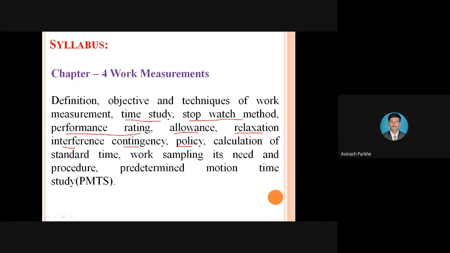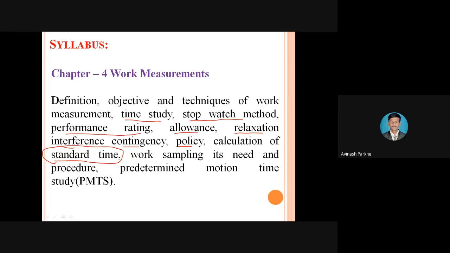Then calculation of the standard time. Here we are going to solve some numericals related to standard time calculations. Whatever task, operation, or job we are performing, we have to go for the calculation of the standard time for that particular job. There are 2-3 formulas that we are going to discuss, the formulas required to find out the standard time, and some industrial examples. We are also going to solve the calculation problems in this particular chapter.